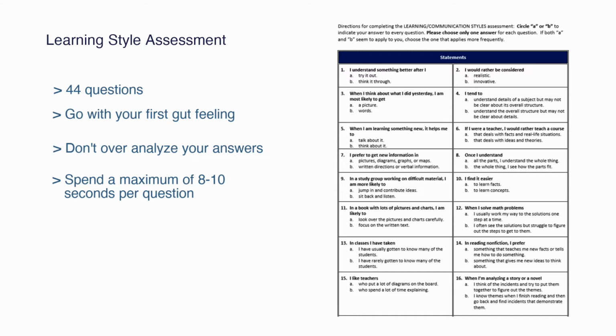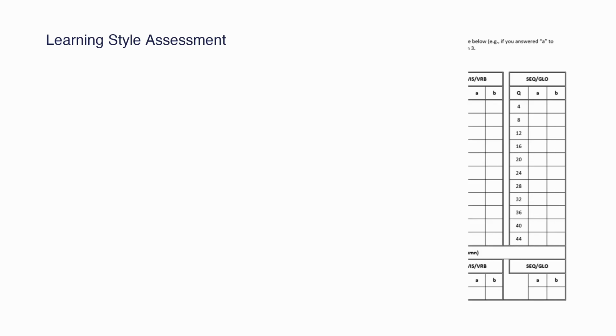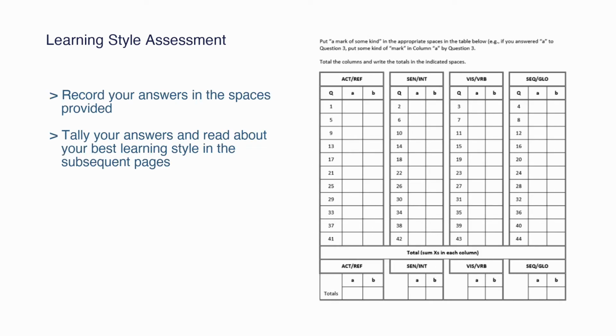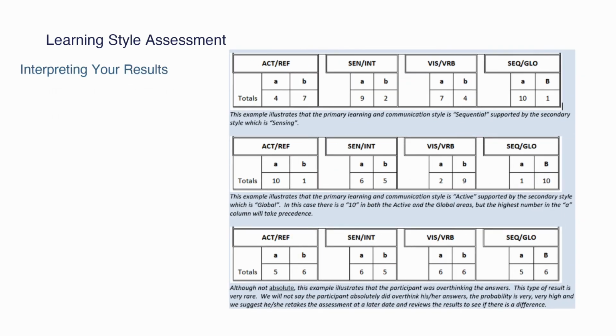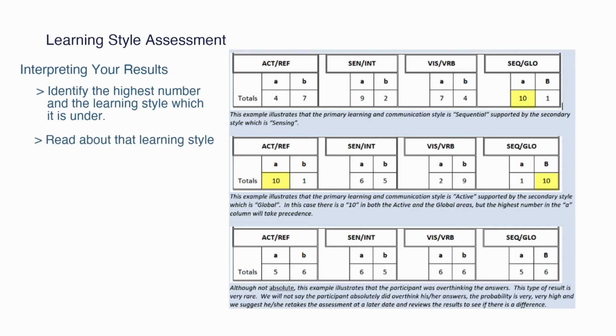process with each question. When you complete all the questions, go to the next page and record your results in the spaces provided. At the bottom of the sheet, tally up your marks and read about your best learning style on the subsequent pages. At the end, when you are interpreting your results, first identify the highest number and the learning style which it is under. Read about that type of learning style. Determine if this makes sense to you, and if not, why not?